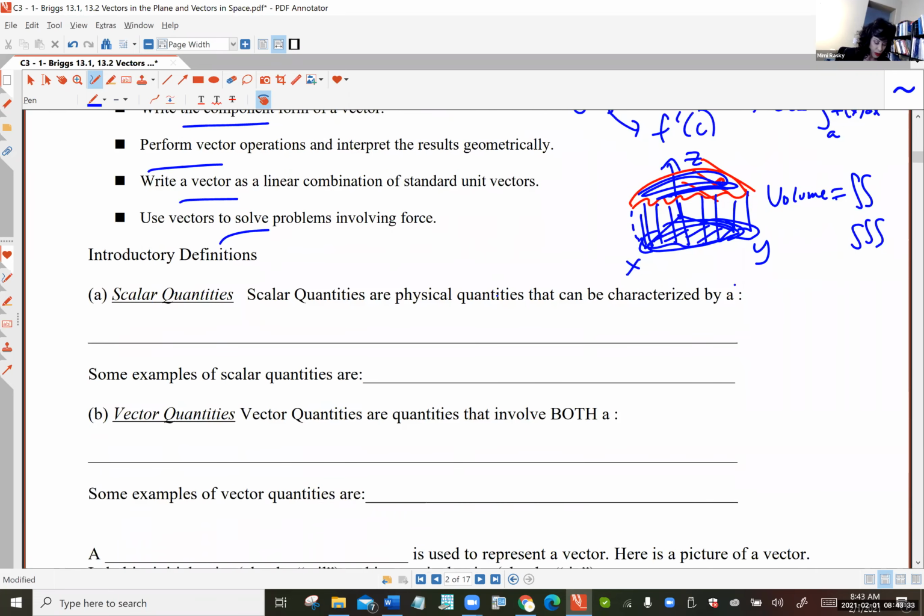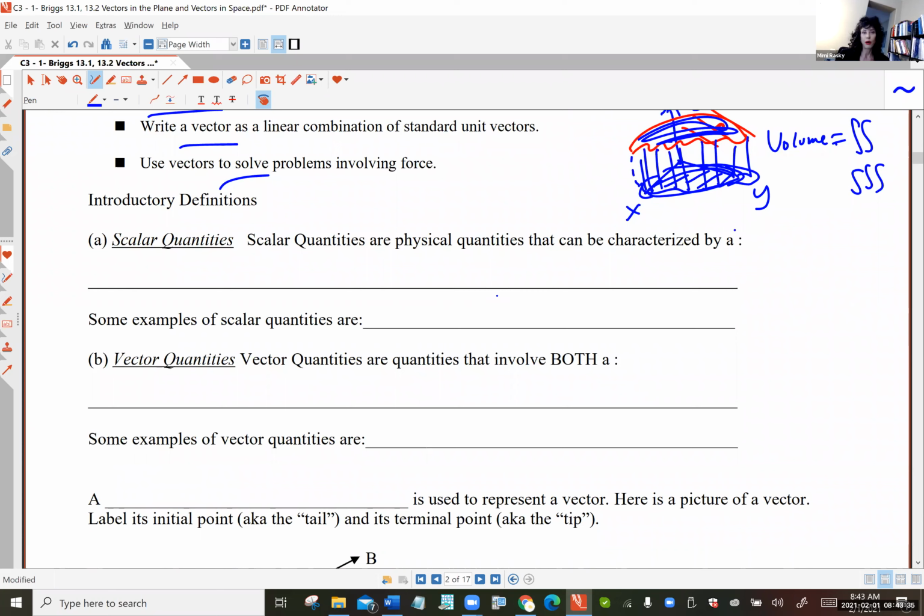We're going to start with learning how to work with the component form of a vector. But first we have to define a vector. So let's do some introductory definitions. Scalars. What are scalar quantities? Scalar quantities are physical quantities that can be characterized by a single real number. Write this in the blank. And if you don't have your course reader yet, when you watch the video again, which I would if I were you, start filling in the blanks.